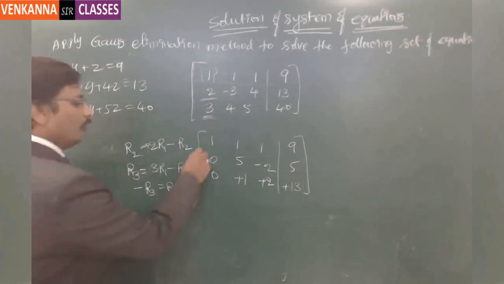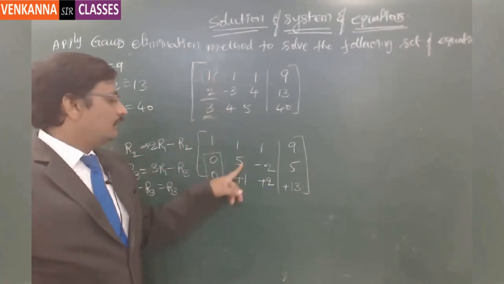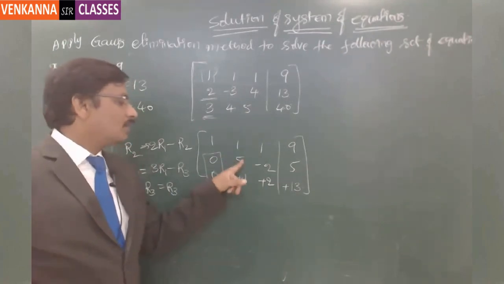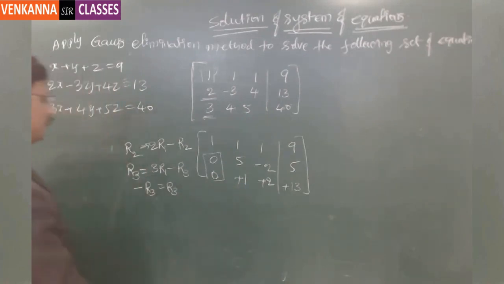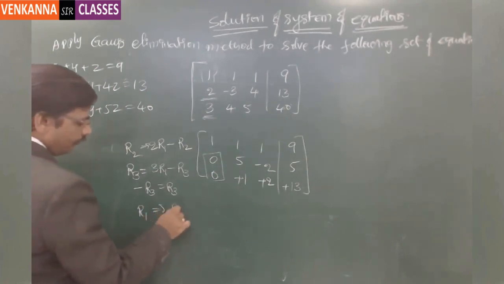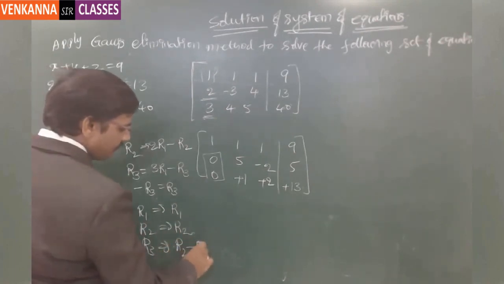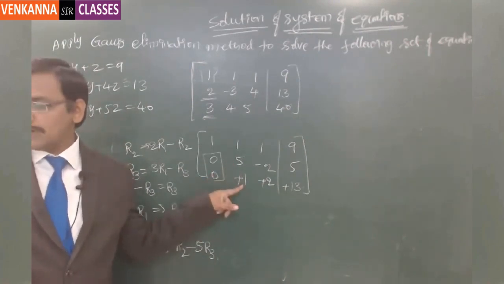So this way, I have made these two elements 0 with the help of the first one. Here, I don't have 0 at this location. For that, I can make use of this row and this element, and make this value 0. In the next operation, I will take R1 as it is, R2 as it is, and for R3, I will take R2 minus 5 times R3, so that I can make this value 0. So R2 minus 5 times this.